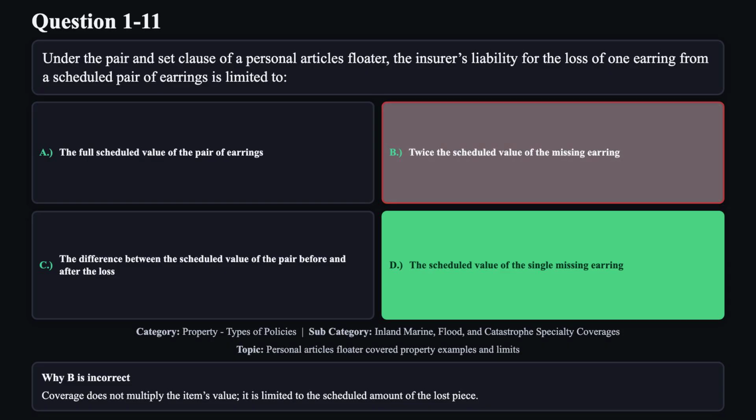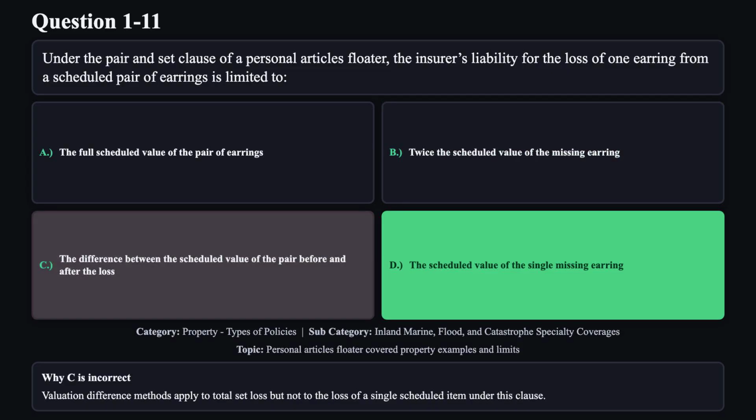Reason B is not correct. Coverage does not multiply the item's value. It is limited to the scheduled amount of the lost piece. Reason C is not correct. Valuation difference methods apply to total set loss, but not to the loss of a single scheduled item under this clause.